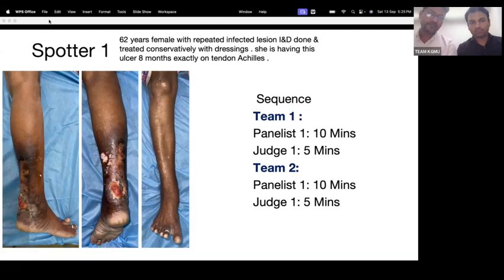Sir, after debridement, what will you see? After you have debrided the ulcer, what will you visualize underneath? The base of the ulcer, is there any subcutaneous tissue? Tendoachilles. Full thickness of tendoachilles or partial thickness of tendoachilles? Because it's a chronic wound for 8 months.